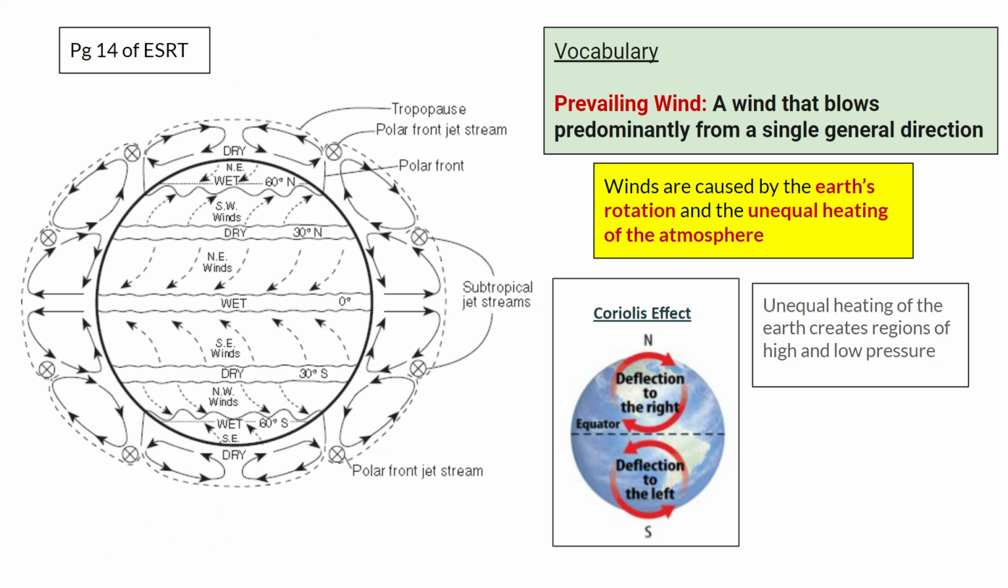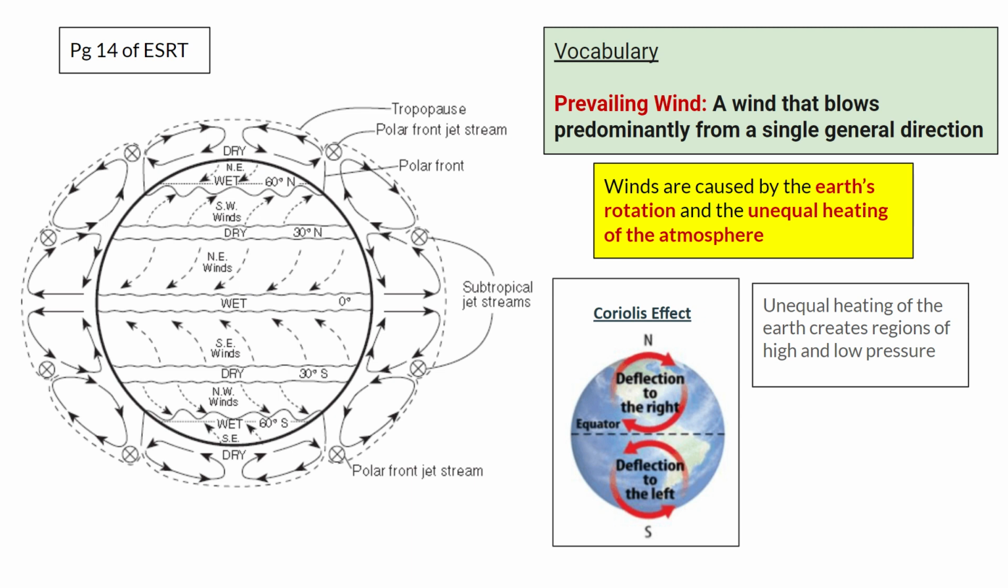A prevailing wind is a wind that blows predominantly from a single general direction. When we talk about prevailing winds, we're talking about the major wind belts throughout the world. These are our major wind belts. These arrows show which way they're going and which way they're coming from. We call these winds prevailing winds because they blow predominantly in a certain direction, depending on the latitude. And this affects our weather and climate throughout the whole world.